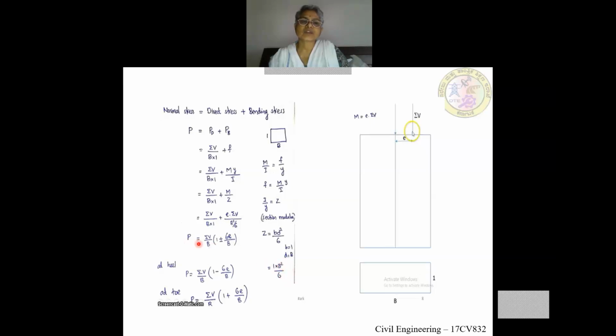So sigma is equal to sigma v divided by b, taken as common factor since it is in both the terms, into 1 plus or minus 6e divided by b, as 6 will go to the numerator. We have this plus or minus because there is stress variation. At the heel it is less, and at the toe it is more. So it is sigma v divided by b into 1 minus 6e by b. The minus sign is used for determining the compressive stress at the heel, and for determining the compressive stress at the toe we are using a plus sign.